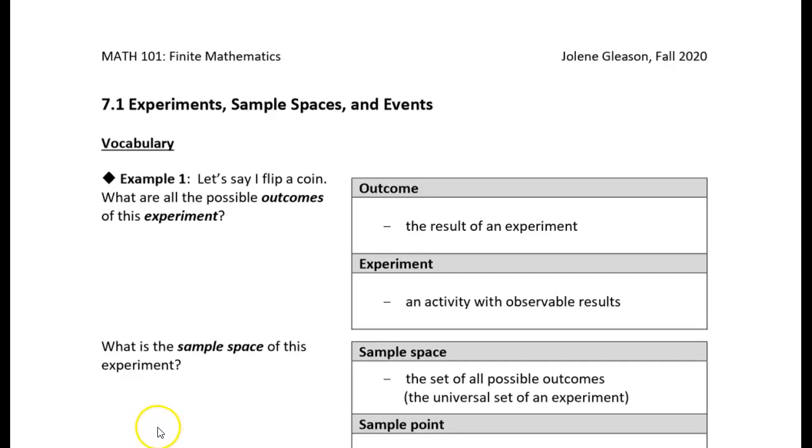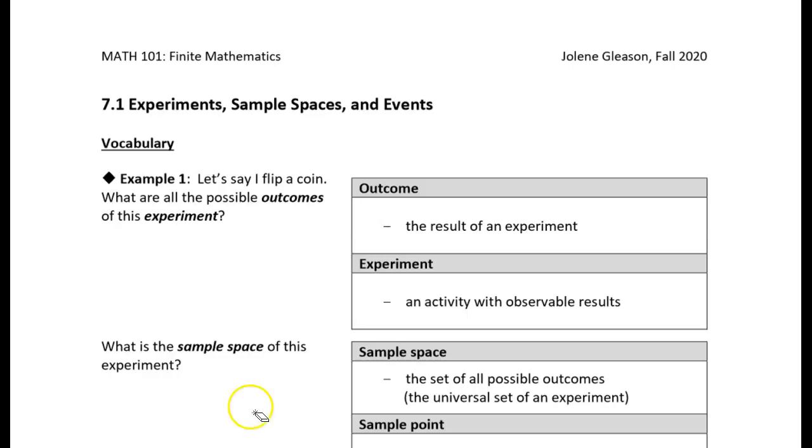Today we're going to start Chapter 7, and Chapter 7 is all about probability. Probability is very important because probability helps us evaluate risk, and evaluating risk can help us make good decisions. But before we get started with probability, we need to set up the framework within which we're going to be talking about probability, which is in terms of set notation and set theory.